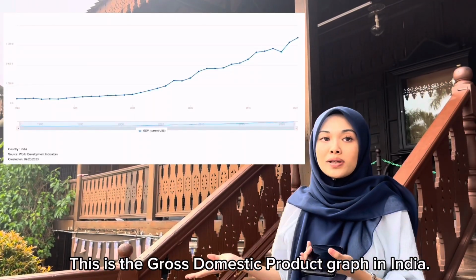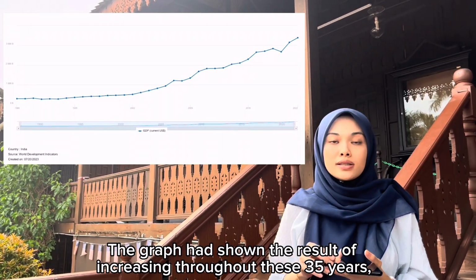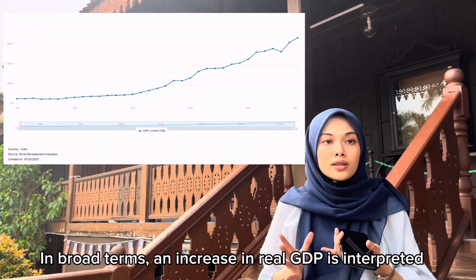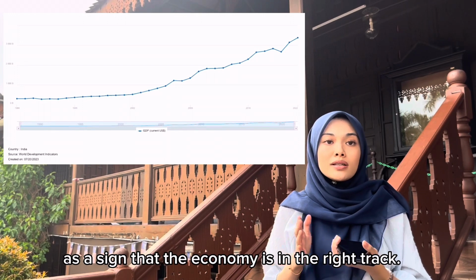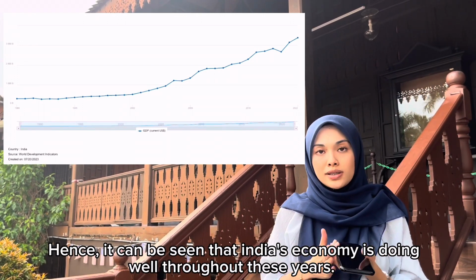This is the gross domestic product graph in India. The graph shows a result of increasing throughout these 35 years, and it is still expected to increase in the future. In broad terms, an increase in real GDP is interpreted as a sign that the economy is on the right track. Hence, it can be seen that India's economy is doing well throughout these years.